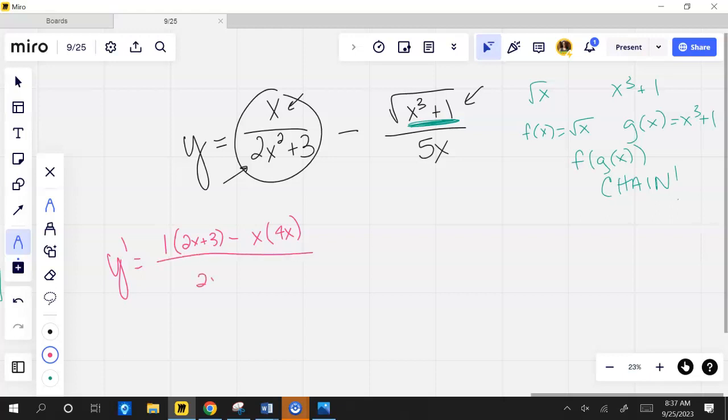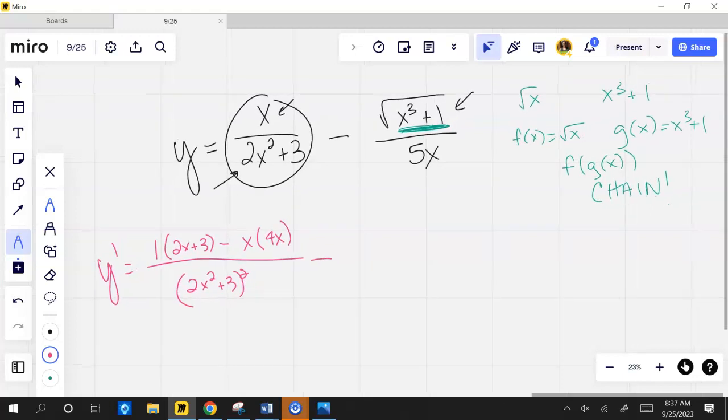Okay, let me finish writing this. All right, so what would the function within the function be here? This is what I wrote in green over here. One of the functions is the square root of x, one of them is x cubed plus 3. So I could really write it as f of g of x, which tells me I would need to chain.